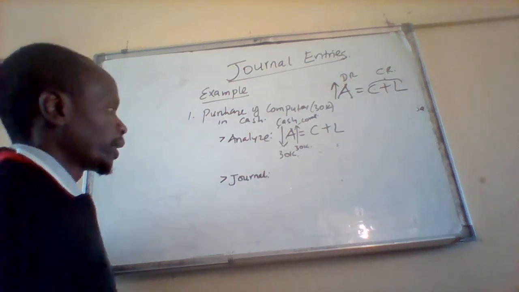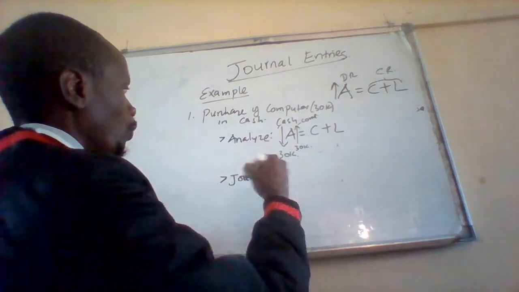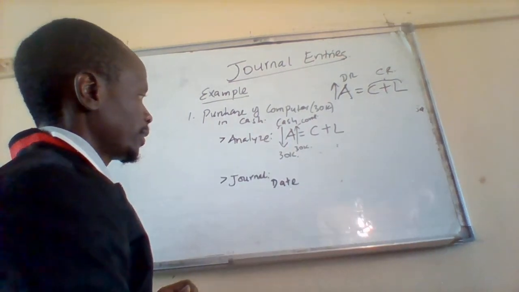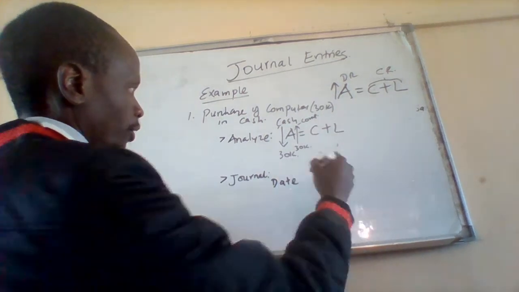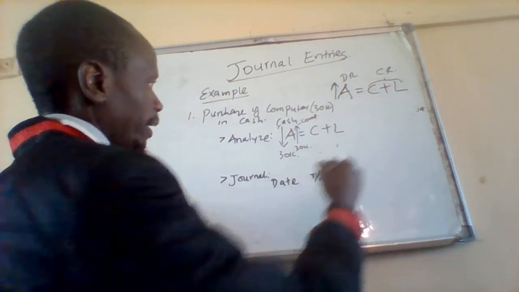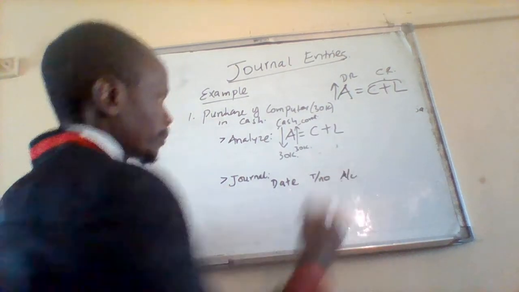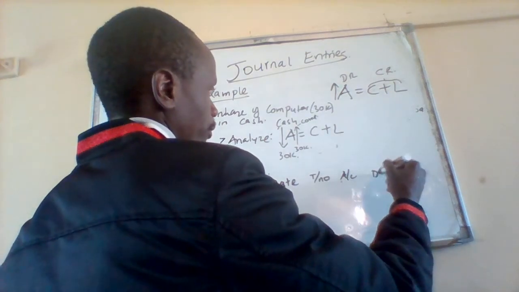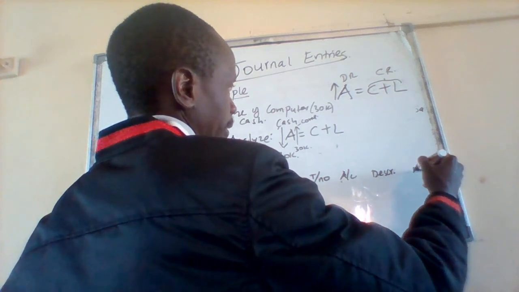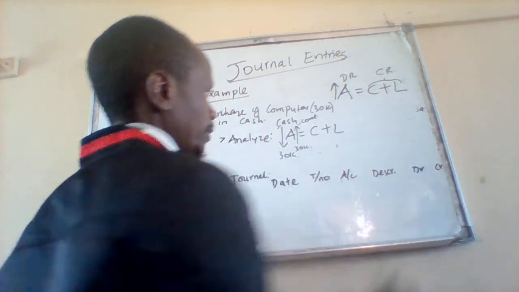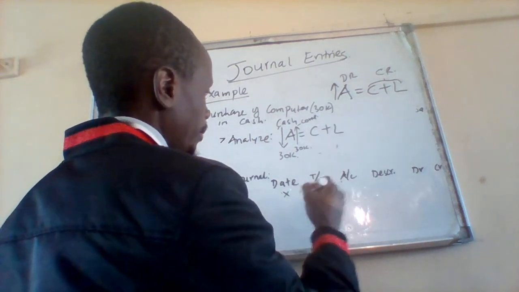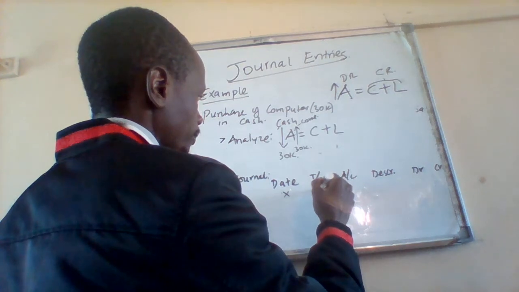Right. So we come here, we look at the date that this transaction took place. You can add transaction number. You can add account. You can add description. You can have debit, credit. So this date we are not given. Transaction number, let me say it is the first transaction.